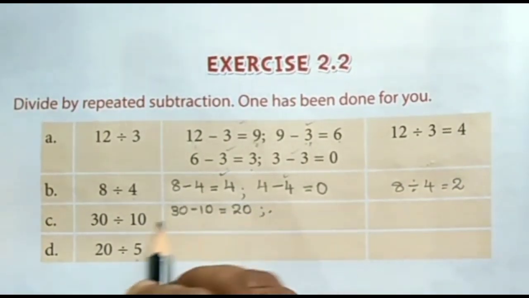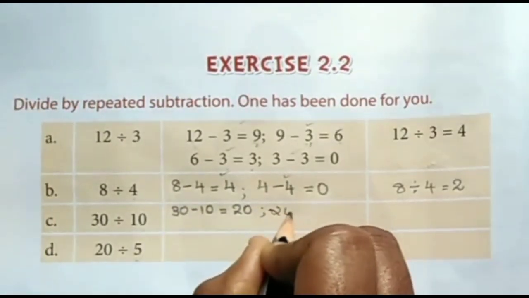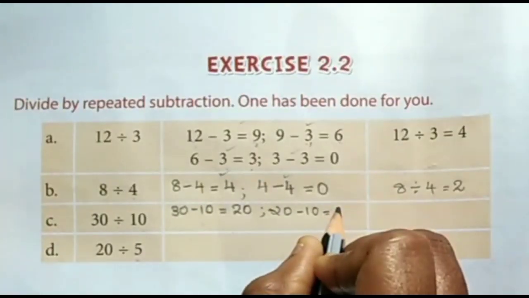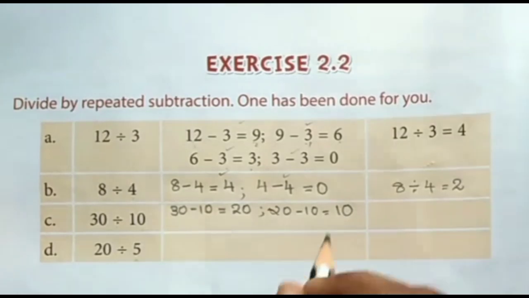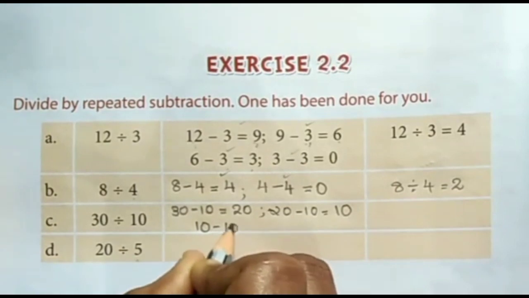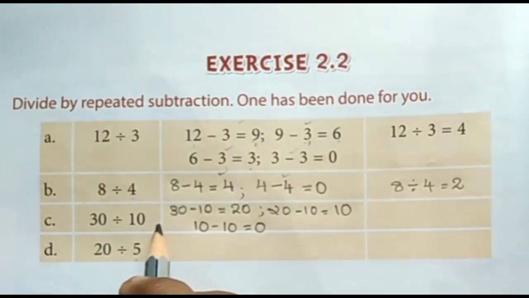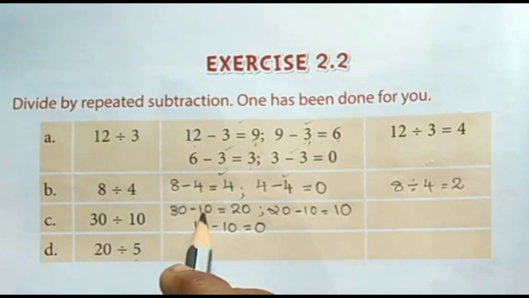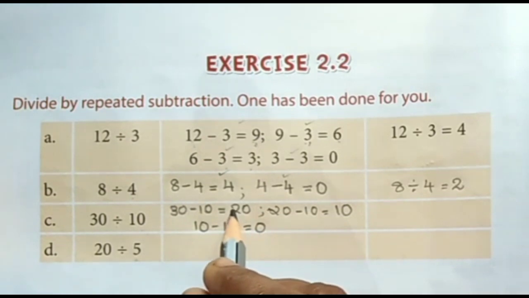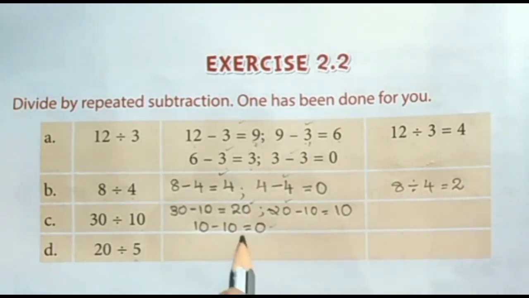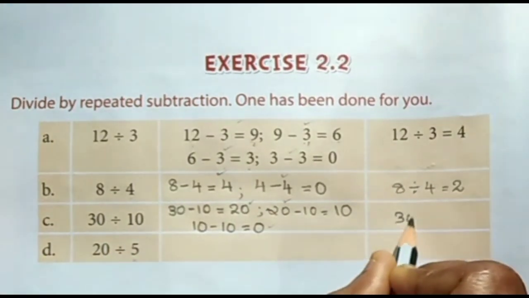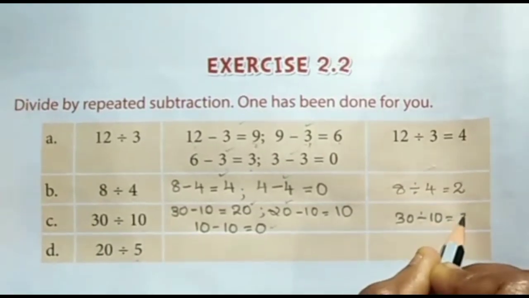And from the number 20, we have to subtract 10. So 20 minus 10. We know that 20 minus 10, the answer is, yes, 10. Now we should subtract the number 10 from the number 10. So 10 minus 10 equal to, yes, 0. So we have subtracted the number 10 from 30 repeatedly till we reach the number 0. And how many times did we subtract? 1, 2, 3. We have subtracted 3 times the number 10 from 30. So 30 divided by 10, the answer is 3.